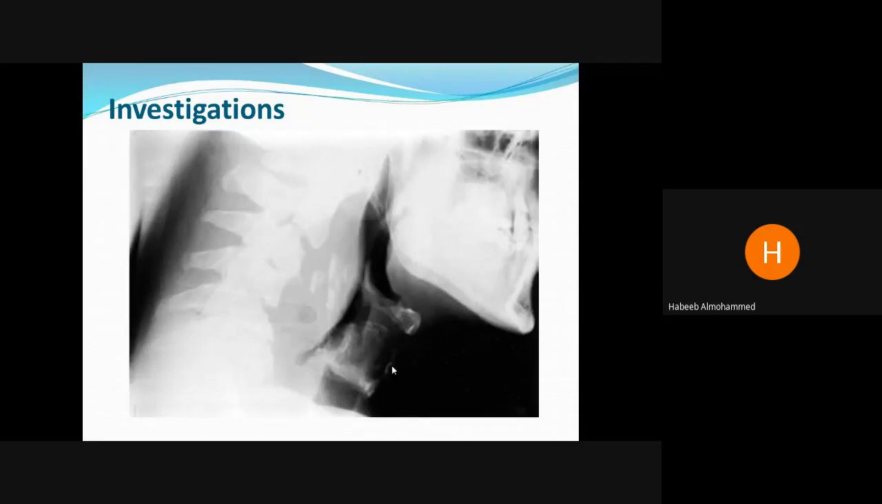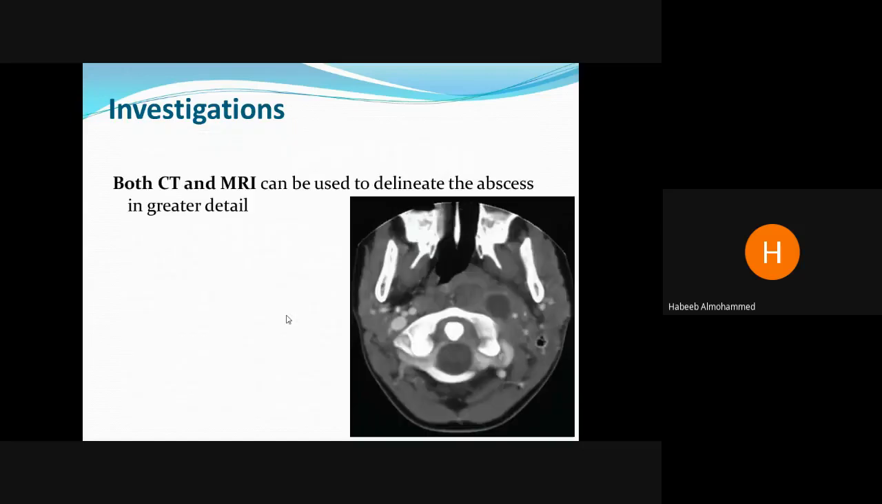This is also another picture of retropharyngeal infection with widening of the pre-vertebral soft tissue. We said the gold standard is the CT scan with contrast study.